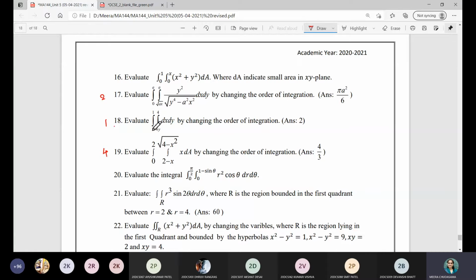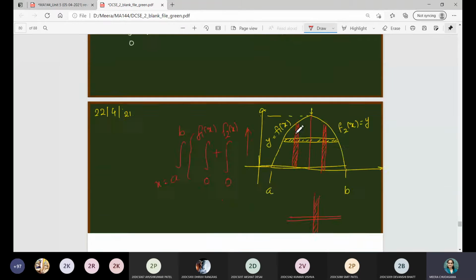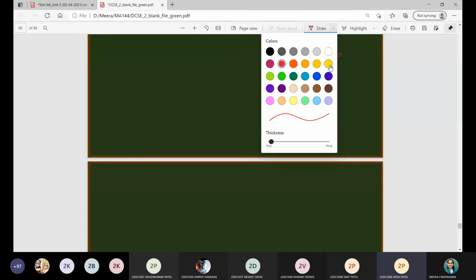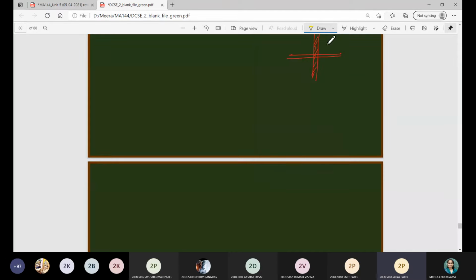How will you decide? Any one of you would like to give the answer, or I will tell you? Horizontal. Horizontal. Why? Very good, that is the correct one. Because the constant part is dy, so it will be horizontal to the x-axis. Yes, you can see that.